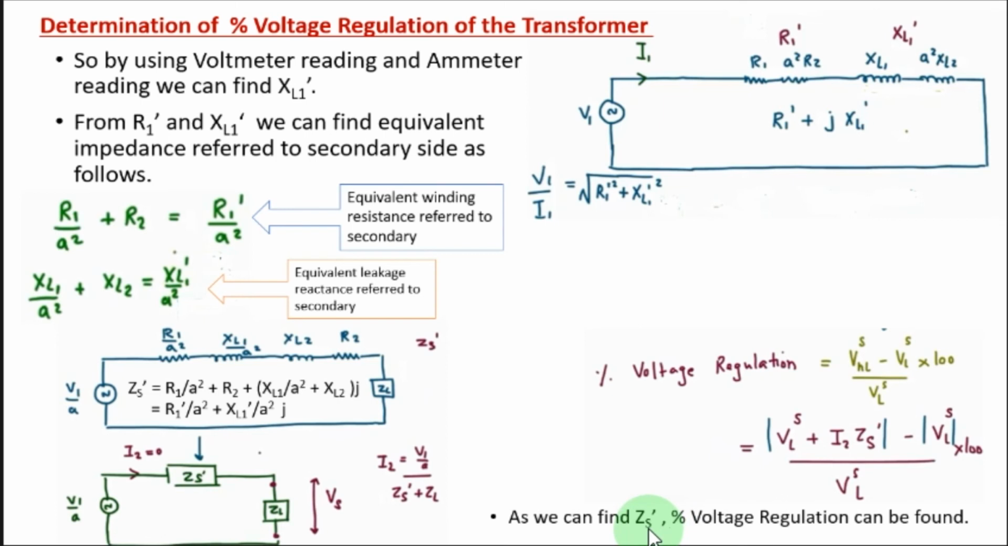If you can find Z dash, that is this value, then you can find the voltage regulation, right? Because you put that value here, and then you know the I2 value, and I2 is the rated current, no? And VLS is the voltage across the load, right? So this is about the open circuit and short circuit test.